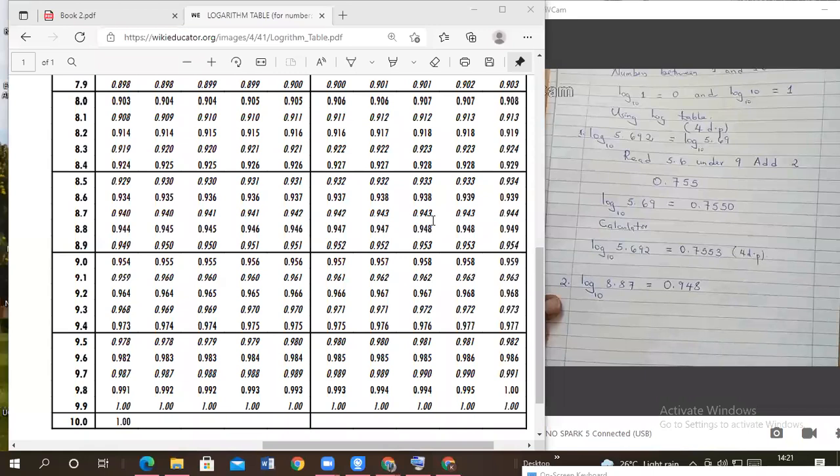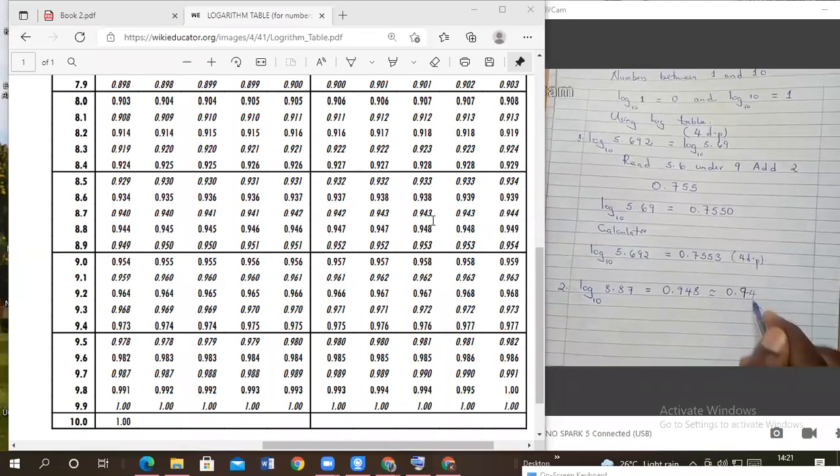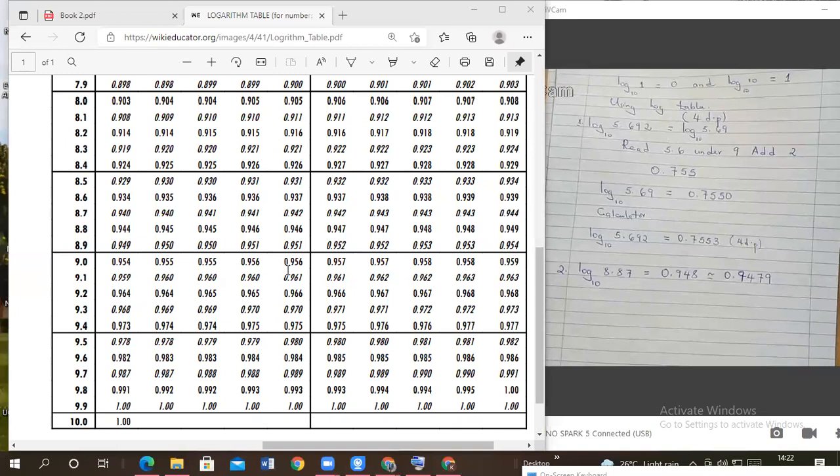You press that one direct from your calculator. What do you get? Log of 8.87. 0.947. You see, when you press the calculator, you get 0.947. Yes. Take note of that.